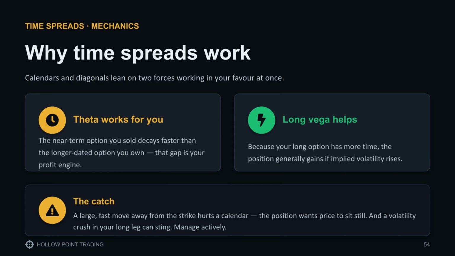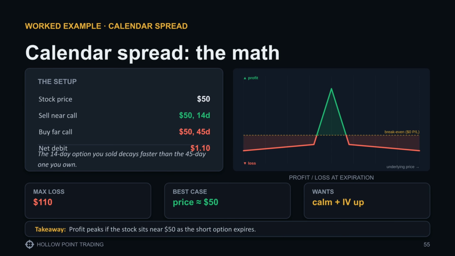Why do time spreads work? They rely on theta working in your favor, as the near-term option decays faster, and long vega, where the position benefits if implied volatility rises. However, the catch is that a fast move away from the strike or a volatility crush in the long leg can hurt the trade. In this calendar spread example, the stock is at 50.